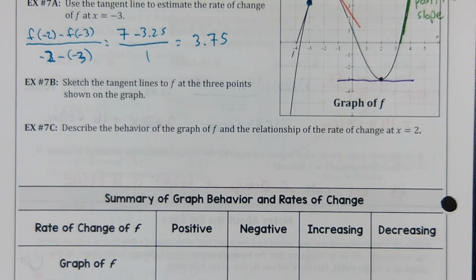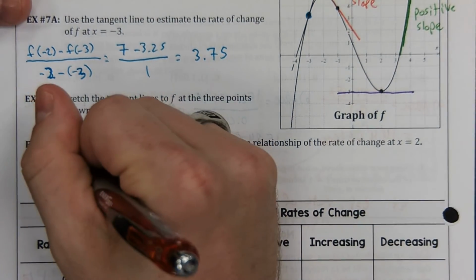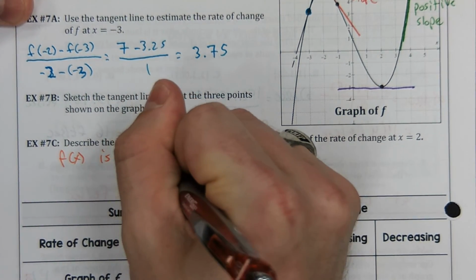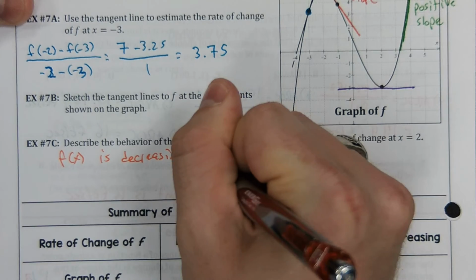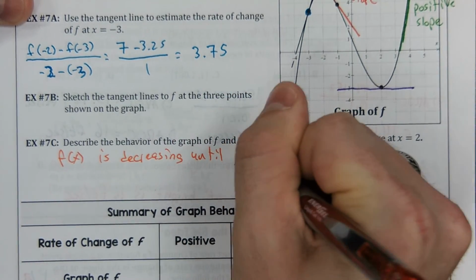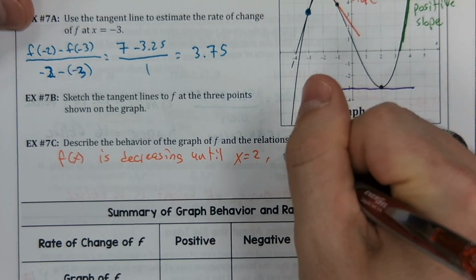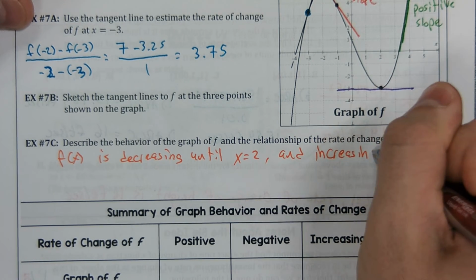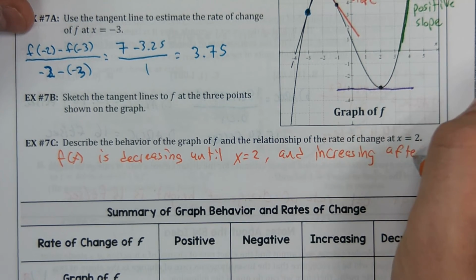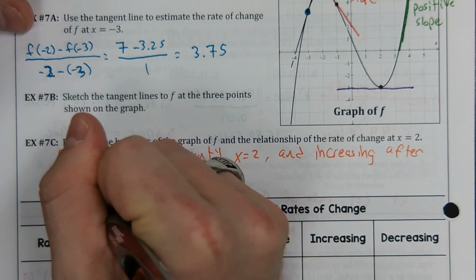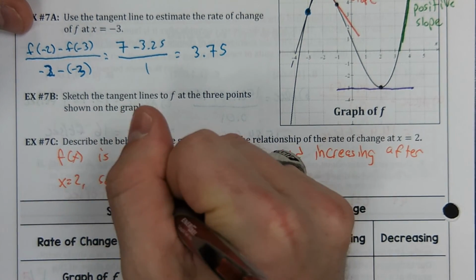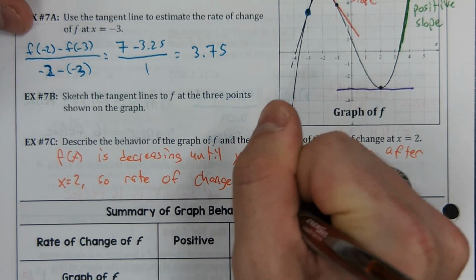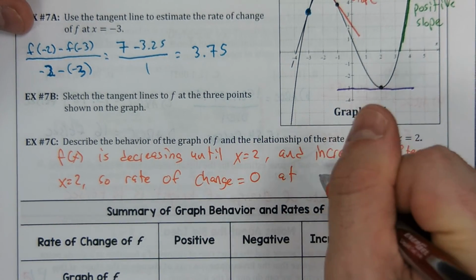Okay. Describe the behavior. We said f of x is decreasing until x equals 2 and increasing after x equals 2. So rate of change equals 0 at x equals 2.